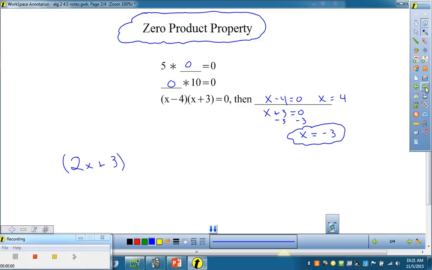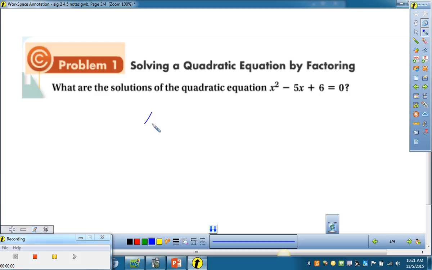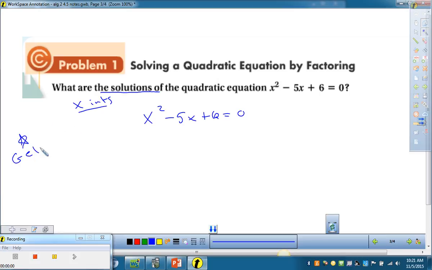Okay? So let's do an example. You're asked to find what are the solutions of the quadratic equation x squared minus 5x plus 6 equals 0. So first off, what are the solutions? So what am I looking for? X-intercept. All right. And so right now, the key thing is going to be get everything on one side. That's very important. Then see if it factors. After it factors, we'll do zero product.